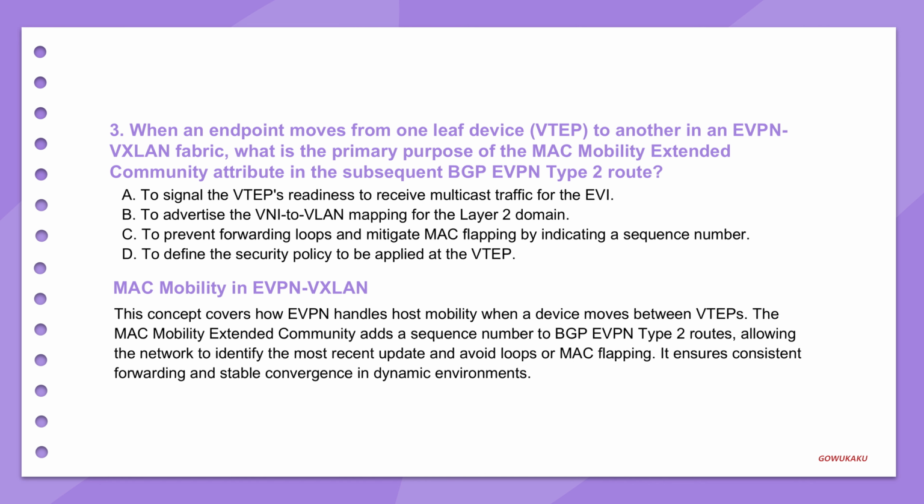So EVPN has a built-in fix for this. It does. It uses BGP, the same protocol we're using for the underlay, but with EVPN extensions. Specifically, there's something called the MAC Mobility Extended Community attribute. It's carried in the EVPN Type 2 route, which advertises MAC addresses. Okay, that's a technical mouthful. What's its core job?